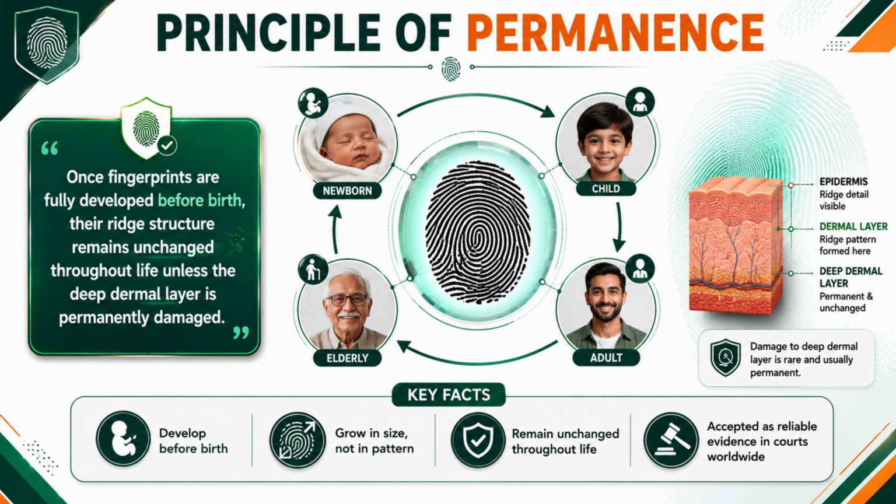How is that possible? The answer lies in one remarkable fact of human biology. Although the size of your fingers increases as your body grows, the arrangement of your friction ridges remains exactly the same throughout life. This scientific fact forms the basis of the principle of permanence.